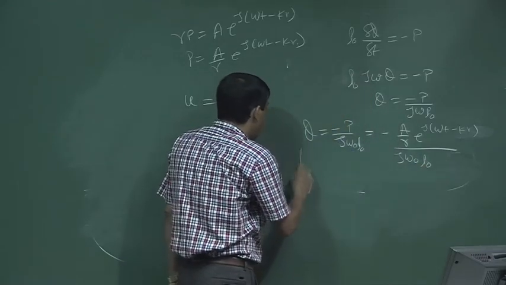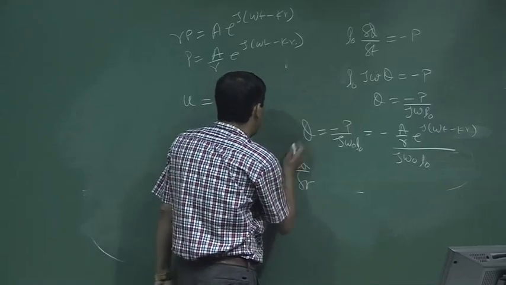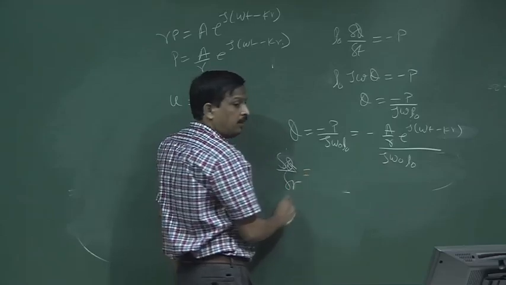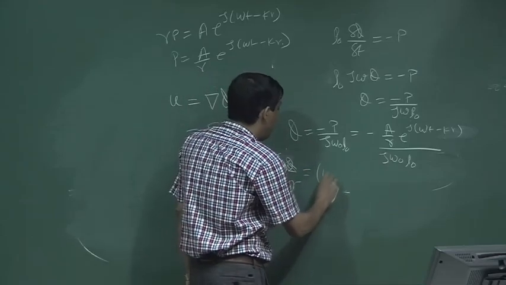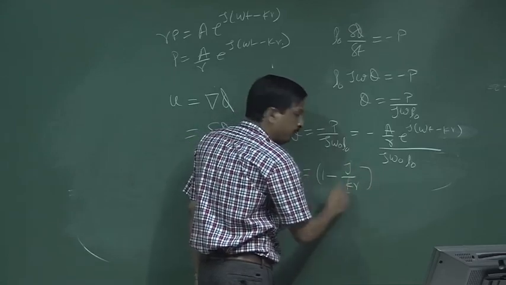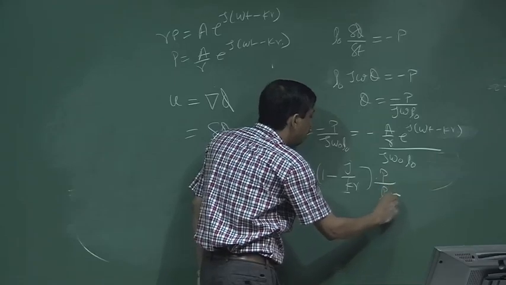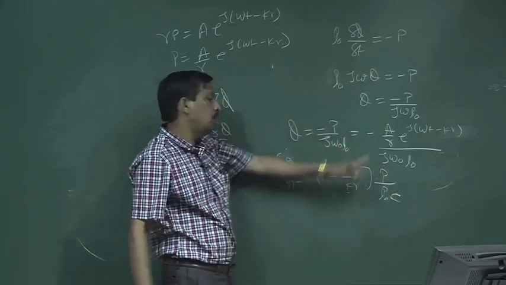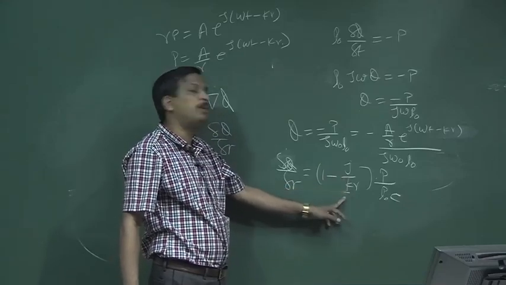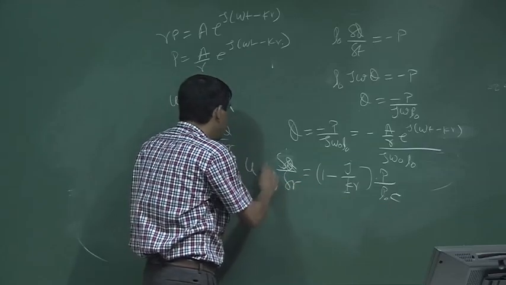Now I take the del phi by del r. What will I get? A first order differential. So I will get, I am just writing, 1 minus j by kr into P by rho 0 c. If you do the differentiation, you will get this. Del phi by del r is nothing but 1 minus j by kr times P by rho 0 c, which is nothing but u.